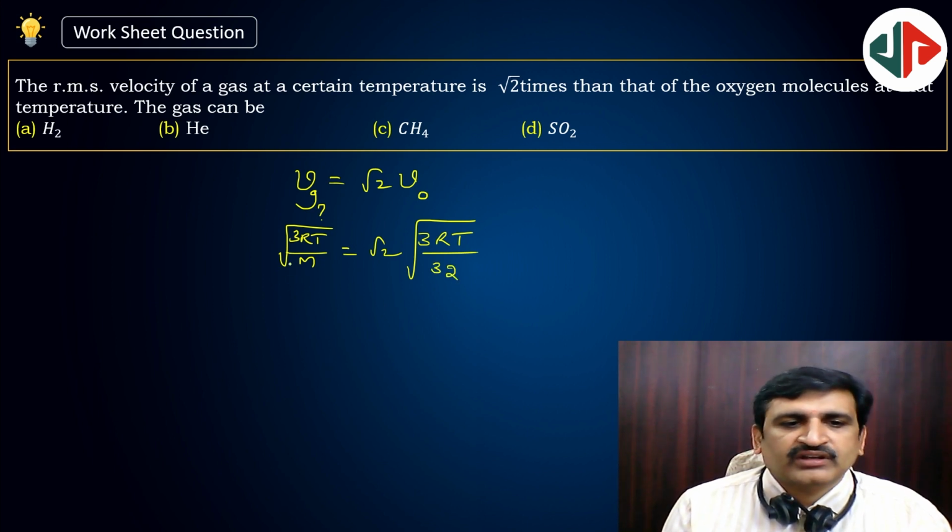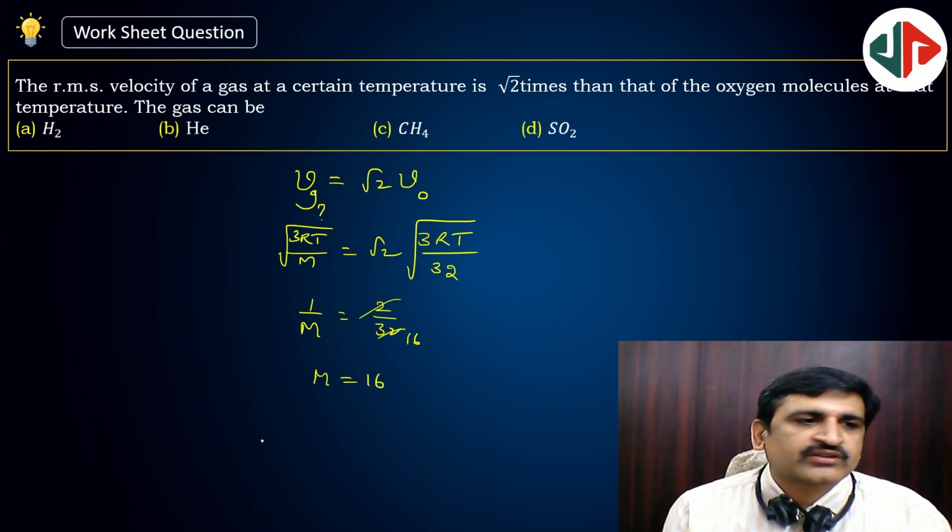So 3RT gets cancelled, and squaring on both sides, 1 by M is equal to 2 by 32. That is 16. M is equal to 16. Whose mass is 16? This is just 2 only, this is just 4 only. CH4: 12 plus 4 is 16. CH4 is the answer.